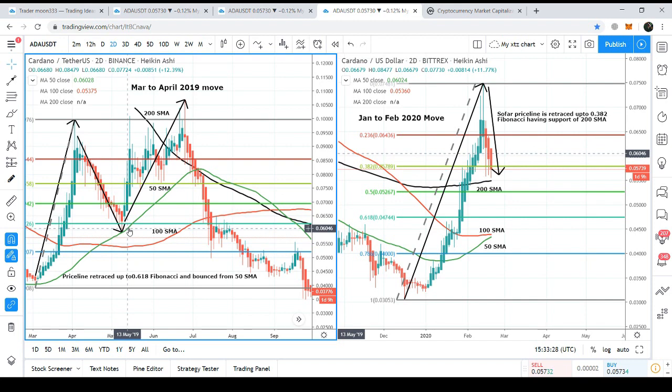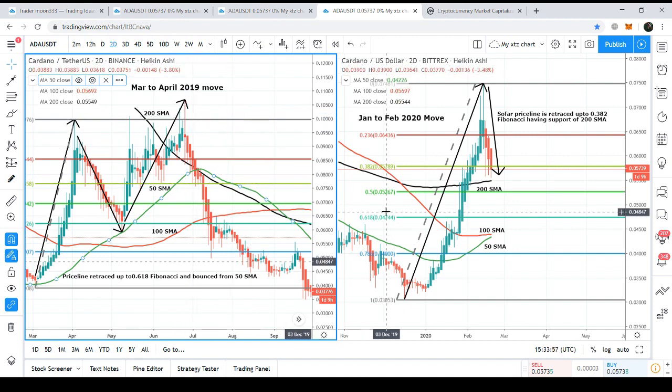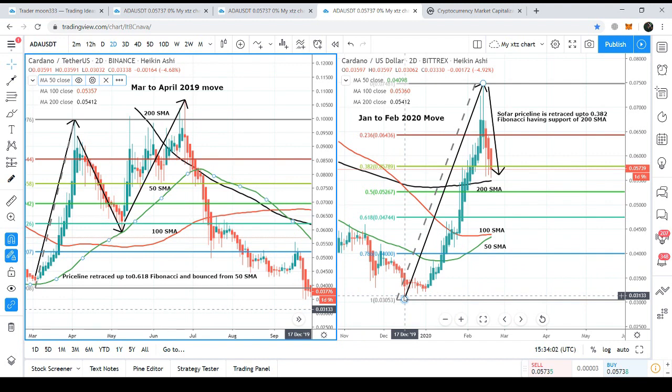And here we had another ideal situation at that time: the 50 moving average on this 2-day chart, which means the 100 moving average on the daily chart, was working as a support, and the price action took a bounce from this 0.618 Fibonacci level and moved all the way up and made a higher high than the previous high. Now, if we see the current position, we have the same rally as we had in March to April 2019.